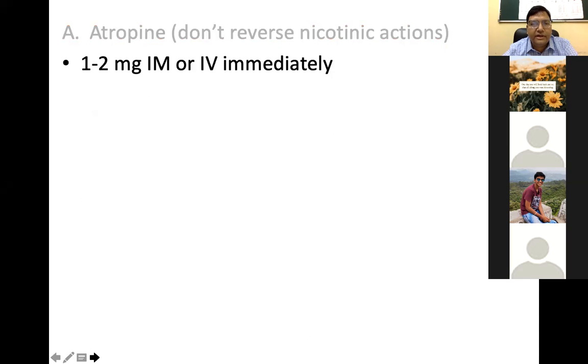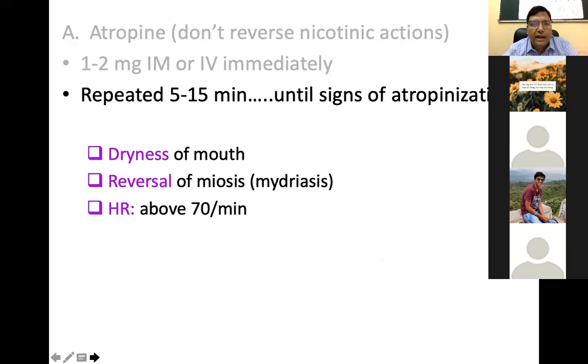We have to administer it immediately, 1 to 2 milligram IM or by IV route, and it has to be repeated every 15 minutes until we see the signs of atropinization, that is dryness of mouth, reversal of miosis, that is mydriasis is seen, or heart rate is above 70 per minute. Then coming to the other, that is the acetylcholinesterase enzyme reactivators, the oximes.